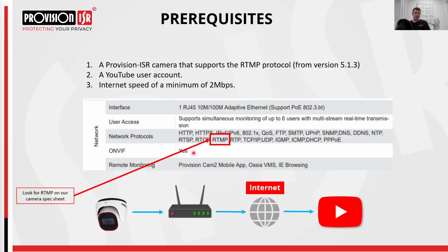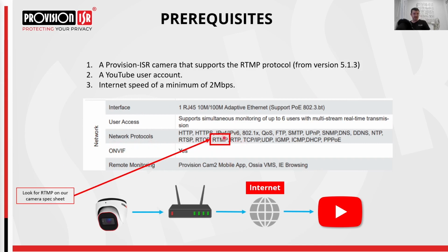In order to begin, we need to understand the prerequisites, and luckily there aren't that many. There are only three. The first prerequisite is to obviously have a Provision-ISR camera that supports the RTMP protocol. And from firmware 5.1.3, RTMP will be 100% supported on the Provision-ISR cameras. In order for you to find out if your camera does support RTMP, this is an extract from our spec sheet of our camera. Within the network module, you can go and see network protocols and look out for RTMP.